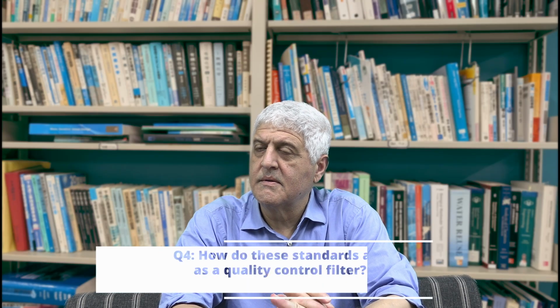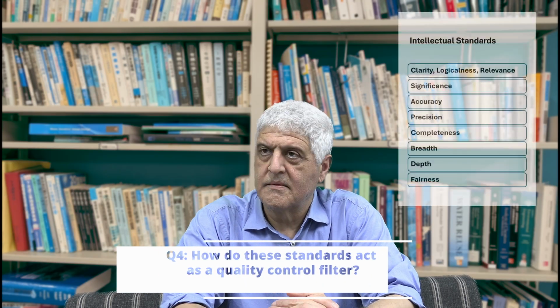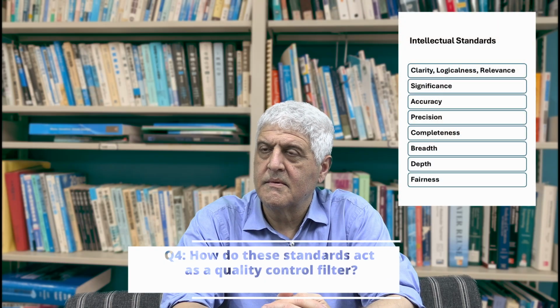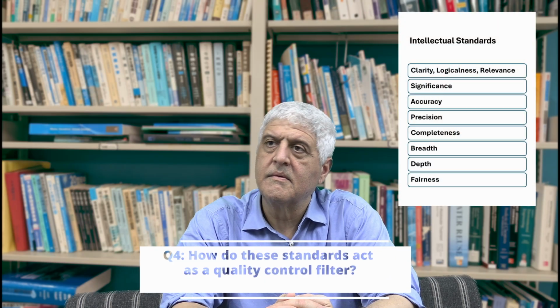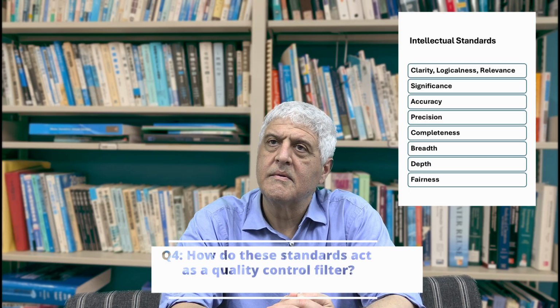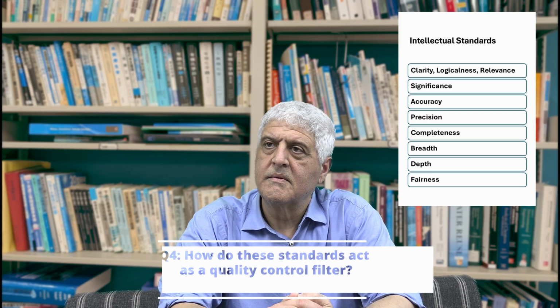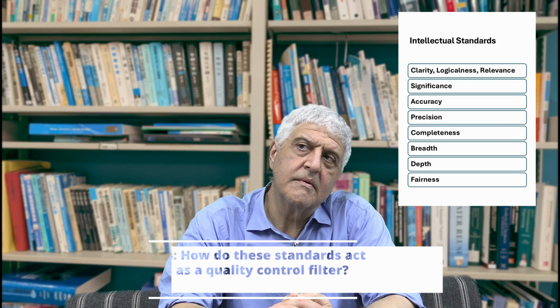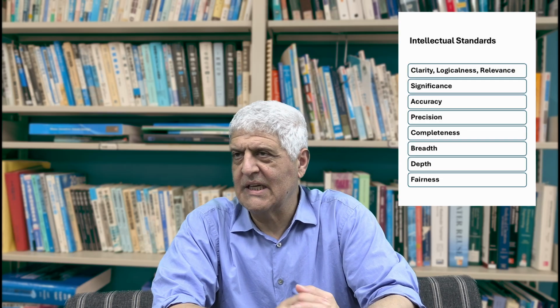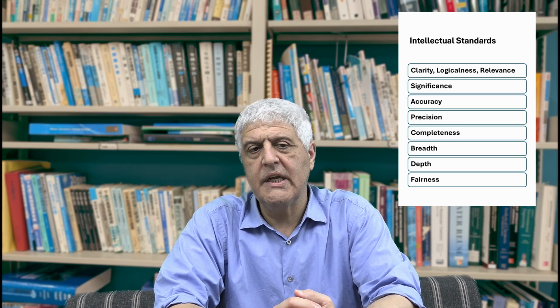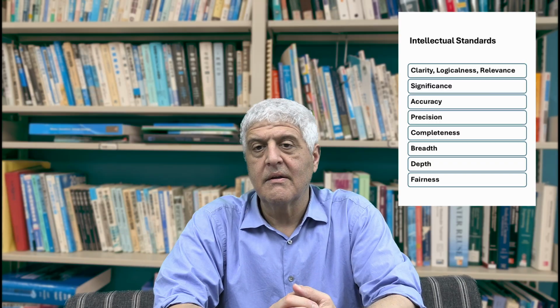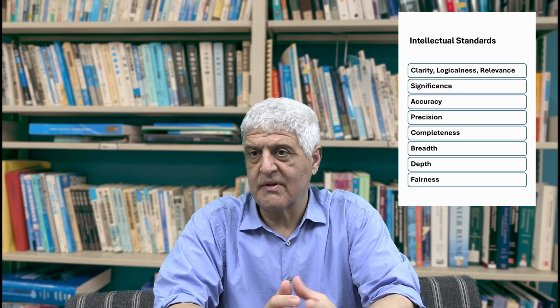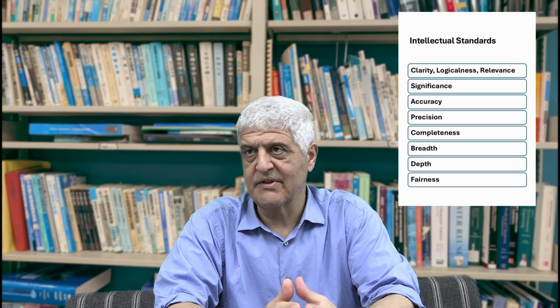Next question. Once we disassemble a thought into its elements, we move to pillar 2, intellectual standards. How do these standards act as a quality control filter? Quality control filter, yes. The standards are how we can evaluate the elements of thought, the elements of reasoning.